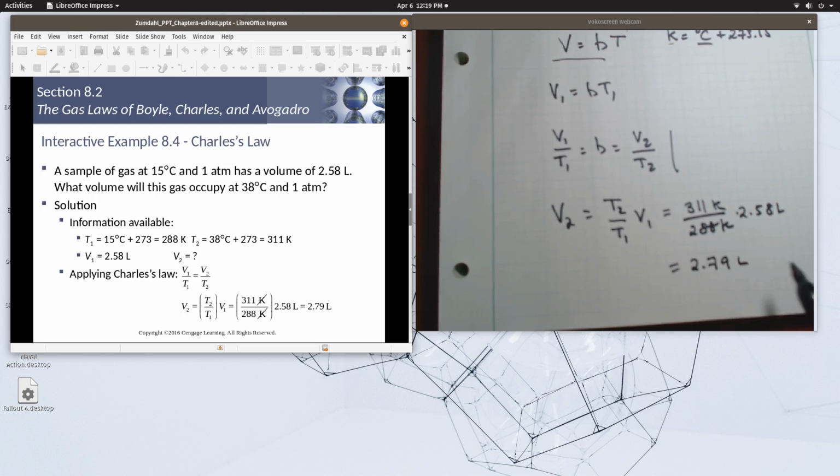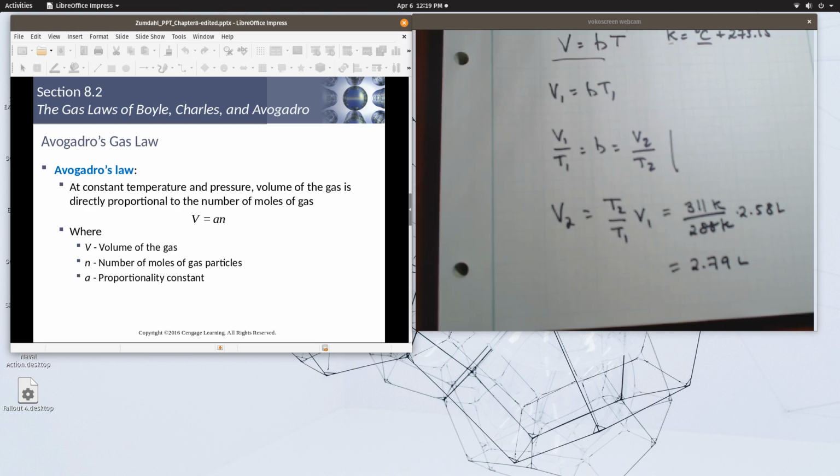I get 2.79 liters. Now, again, does that make sense? It certainly does, because as I increase the temperature, I get a bigger volume. If I decrease the temperature, I get a smaller volume. So always go back and check your data. Check your calculations. Simply, does your calculation make sense?